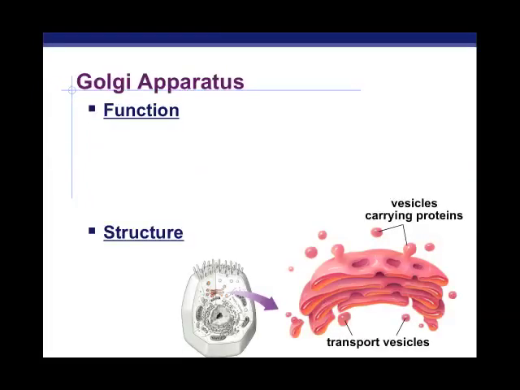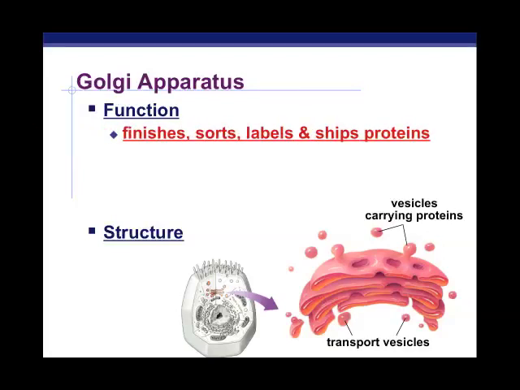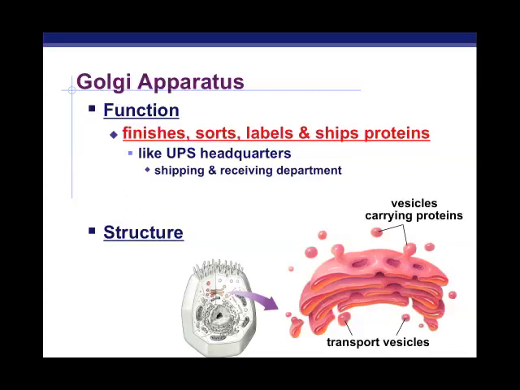Now the other organelle that's really important is the Golgi apparatus. And this does the completion of the protein. The information comes from the endoplasmic reticulum by a vesicle, and it goes to the Golgi apparatus for the finishing process. Sort of like UPS headquarters. It receives the vesicles that came from the endoplasmic reticulum, and it sorts and ships where the proteins need to go.